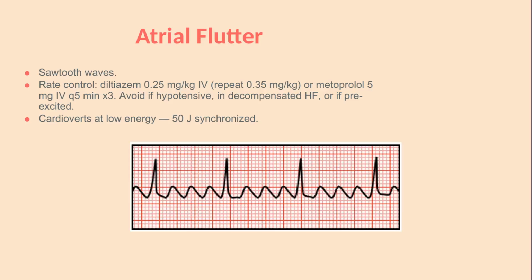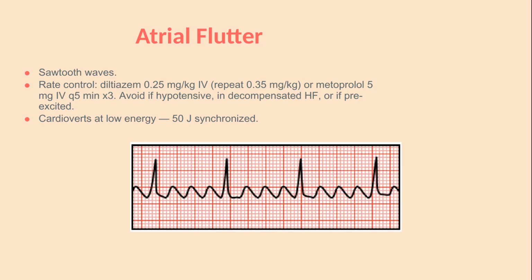Atrial flutter announces itself with sawtooth waves best seen in the inferior leads, and with a ventricular rate that is suspiciously regular, classically near 150 when the circuit conducts 2 to 1. Any regular narrow tachycardia parked at that rate should make you hunt for flutter waves, and vagal maneuvers or adenosine will slow conduction enough to expose them without converting anything.